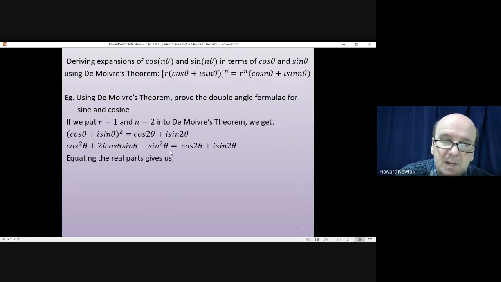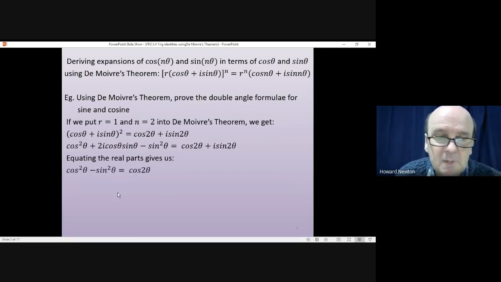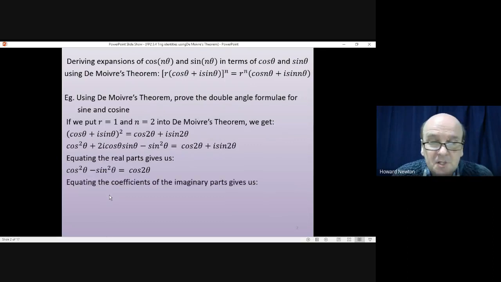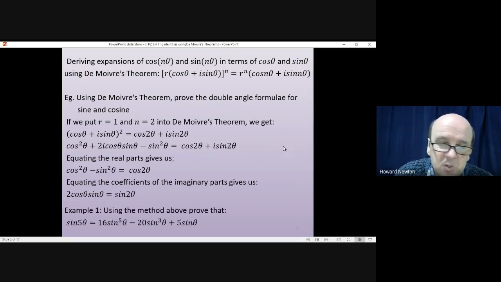Now, if we equate the real parts from both sides, on the left-hand side we get cos squared theta minus sine squared theta, and on the right-hand side we get cos 2 theta, which immediately gives us the double angle formula for cos. Cos 2 theta is cos squared theta minus sine squared theta. If we equate the coefficients of the imaginary parts, then on the left-hand side we get 2 cos theta sine theta, and on the right-hand side we get sine 2 theta, which again immediately gives us the double angle formula for sine 2 theta. This is a surprisingly powerful method for deriving this type of identity. Anyway, I'll let you have a go at doing one yourself.